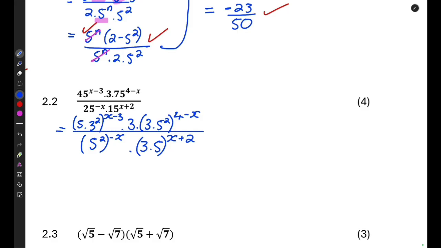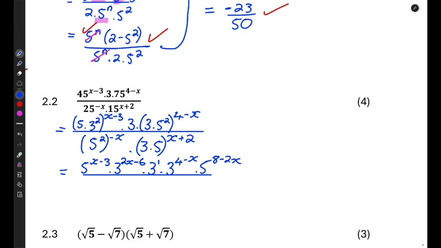Okay, now's the part where I need to simplify. So I am going to multiply each outside exponent with every base on the inside of the bracket. So this would become 5 to the power x minus 3, and then 3 to the power 2x minus 6. Then there's just the 3 to the power 1 randomly, then 3 to the power 4 minus x, then 5 to the power 8 minus 2x. I hope I didn't miss anything. Please check very closely when you're doing such big sums. At the bottom, 5 to the power minus 2x, 3 to the power x plus 2, and then 5 to the power x plus 2.